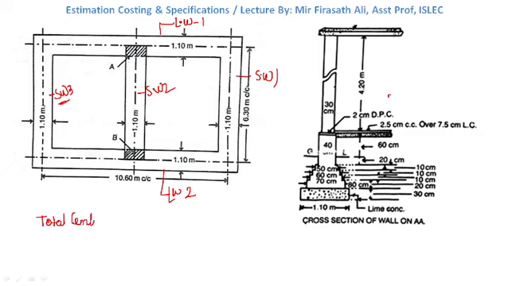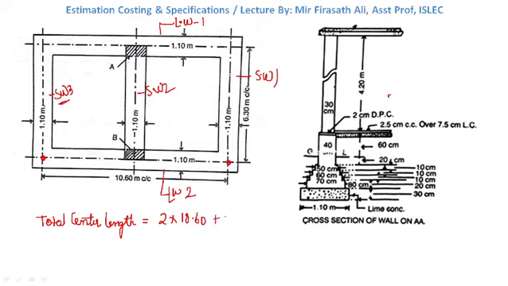Total center to center length is equal to, how many long walls do we have? 2 into the total center to center length. What is the total center to center length given to us? Look at over here, between the long walls, what is the center to center length? Between these 2 dots, what is the center to center length? 10.60. 2 into 10.60 plus.